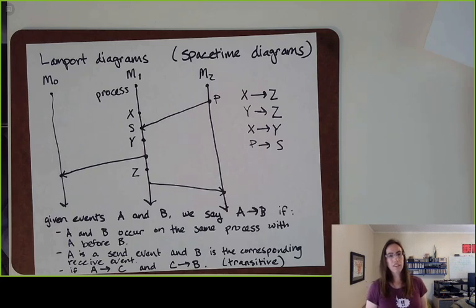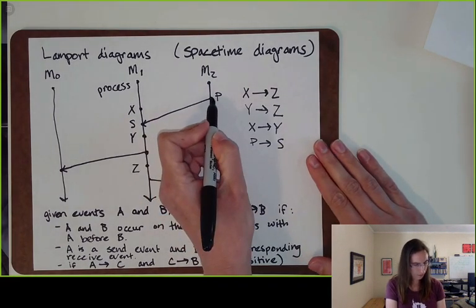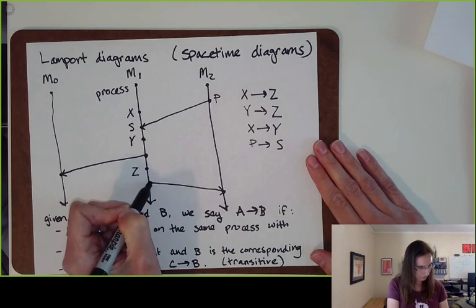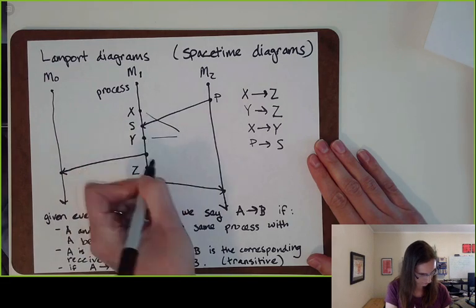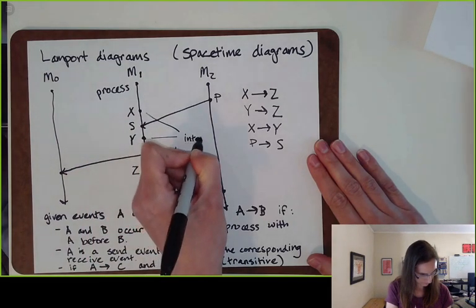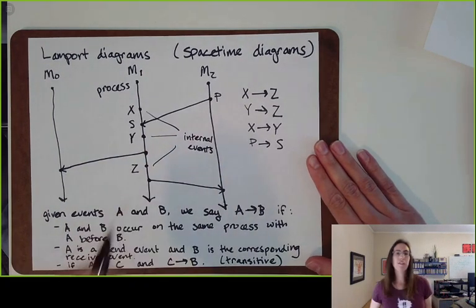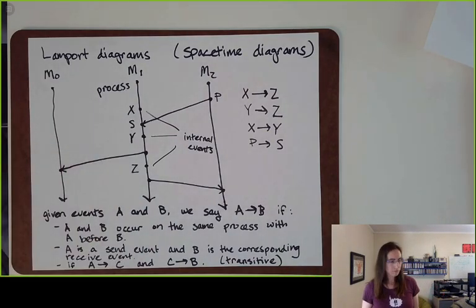Somebody just asked, can an event be a send event or a receive event or both? Great question. So here we have some events that are like this one here. P, for example, is a send event and S is a receive event. These ones here, like X, Y, and Z, these are neither. So I would call these internal events. So those are still events, but they're neither sends nor receives. They're events that are internal to this process, M1. And an event couldn't be both a send and receive. It would have to be one or the other.